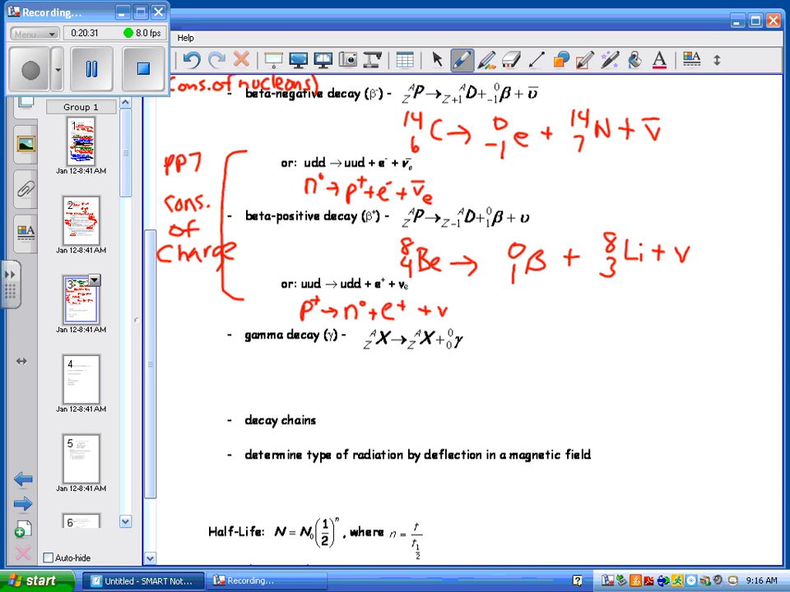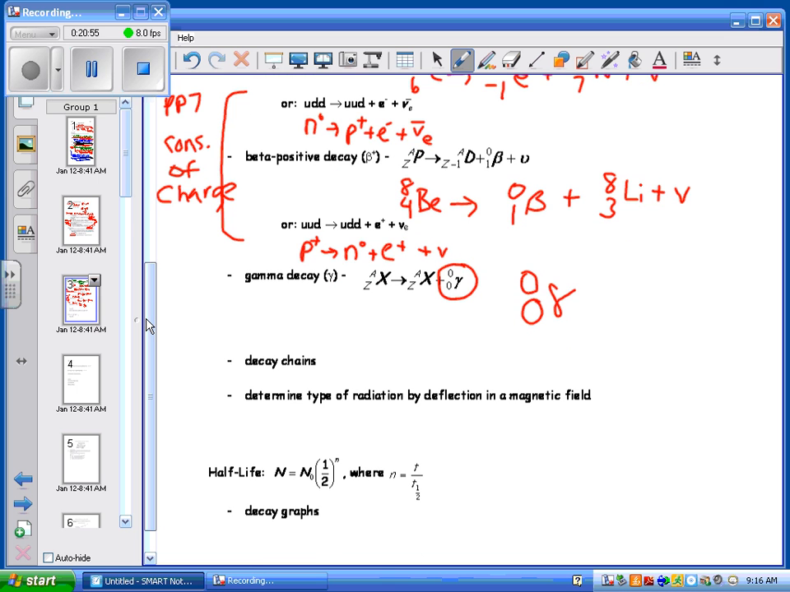And then gamma decay doesn't change anything. It's just when the nucleus emits a high energy gamma photon. It almost always accompanies one of the other types of decay, and you just add this symbol in, the 0, 0, and the funny shaped gamma at the end, in one equation. We don't want to write a whole bunch of different equations. It tells you to write 3 or 4 equations.